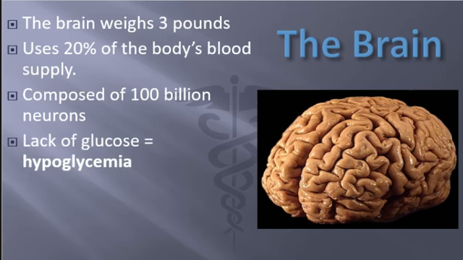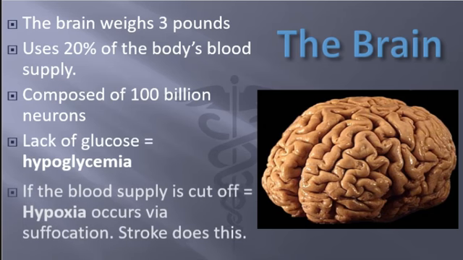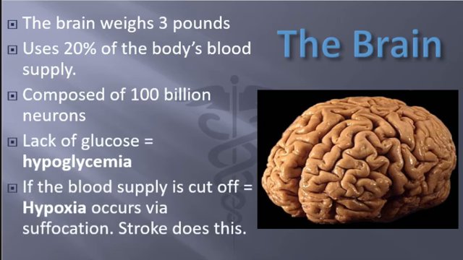If you have something called hypoglycemia, it's when you lack glucose. And if you lack glucose, what else will you lack? ATP, right? You have to have glucose to get your ATP. And if the brain is using 20% of the blood supply, do you think it needs lots of ATP? Mm-hmm. Lots and lots. If the blood supply is cut off, there's a word called hypoxia.